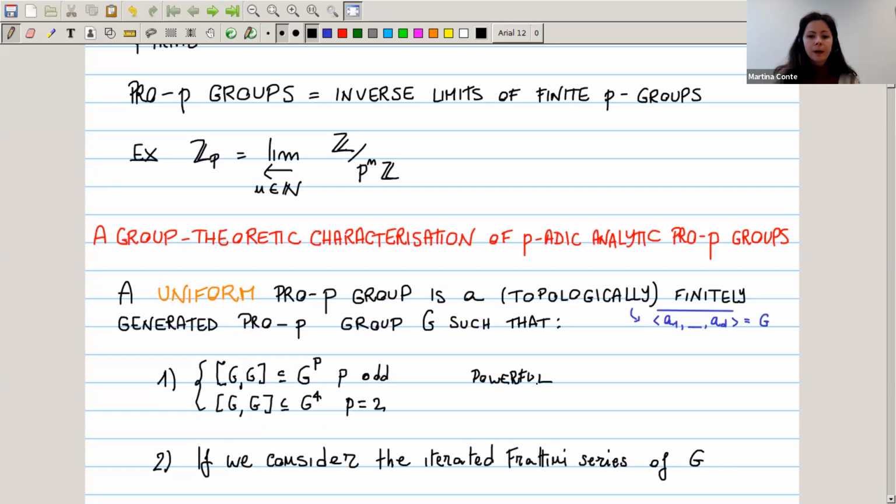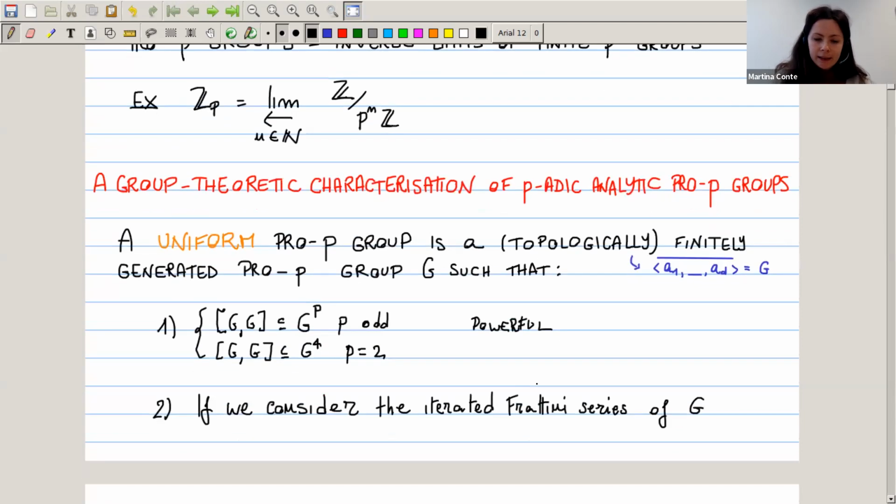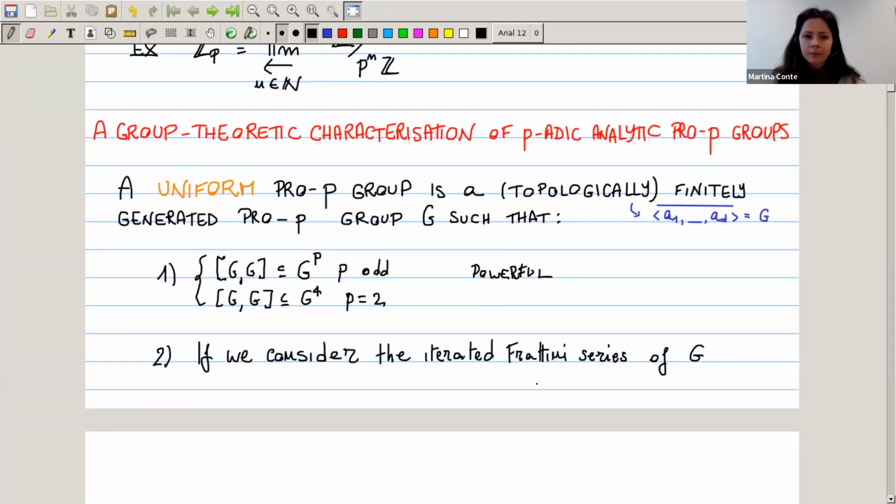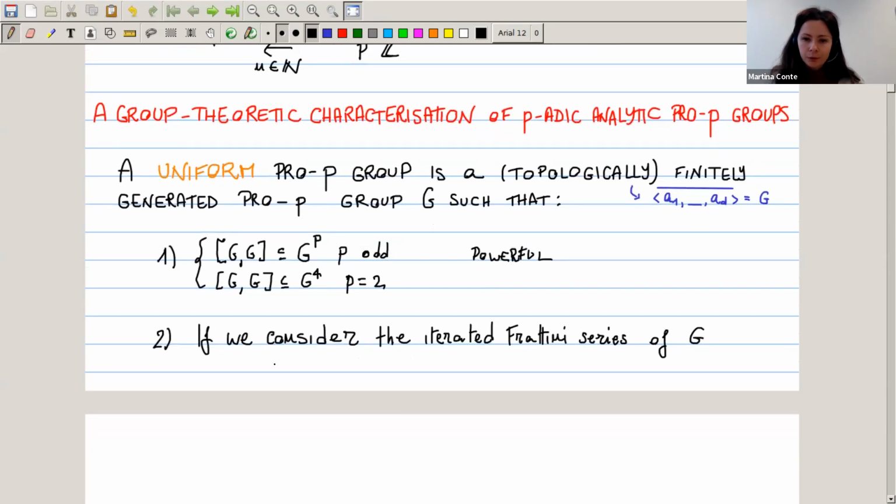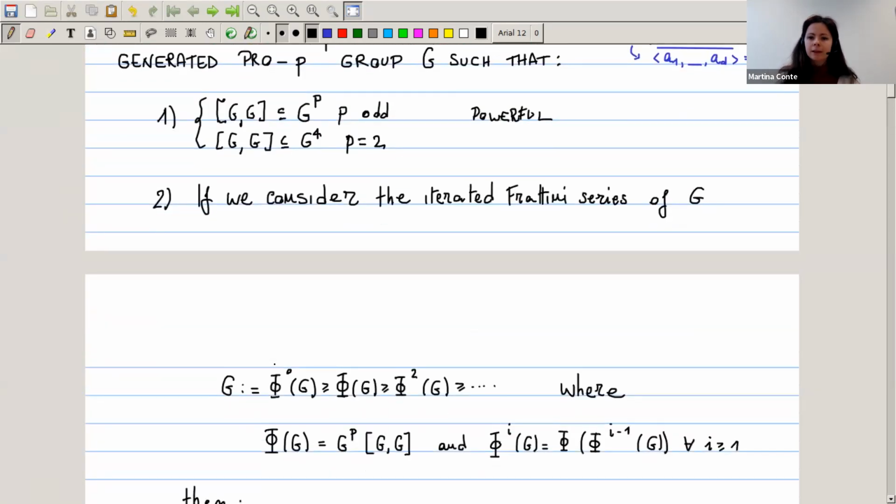So uniform Pro-P groups are powerful, and moreover, they have the following property that might give a reason for the term uniform: we can consider the iterated Frattini series of these groups. Recall that the Frattini subgroup of a finitely generated Pro-P group has this form: it is the group G to the p times the commutator subgroup of G. Then we can iteratively apply this Frattini, take the Frattini of the Frattini and so on and so forth, and get the so-called iterated Frattini series of G.